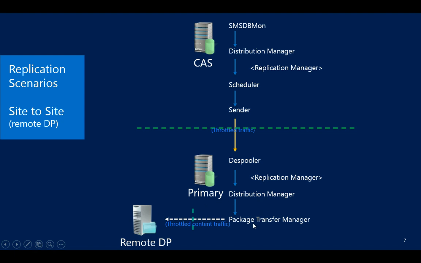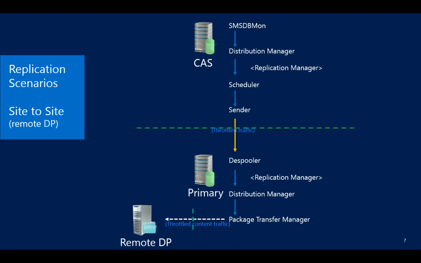That introduces another thread called Package Transfer Manager. Package Transfer Manager is very similar to Sender and Scheduler. In fact, it looks like it combined. There's some differences, but if you look at the folder structure, if you look at some of the log entries, it looks like both Scheduler and Sender combined into one component. It makes sense because Package Transfer Manager is responsible for sending content to a remote DP, and it's also responsible for scheduling things. It's also responsible for throttling that communication to that remote DP.